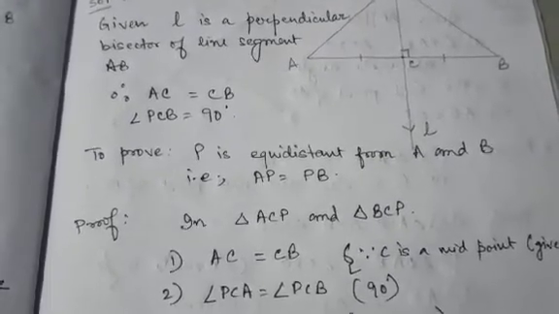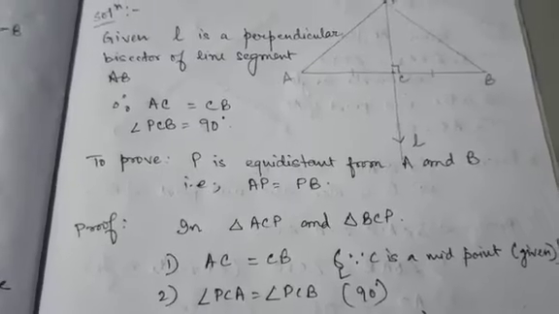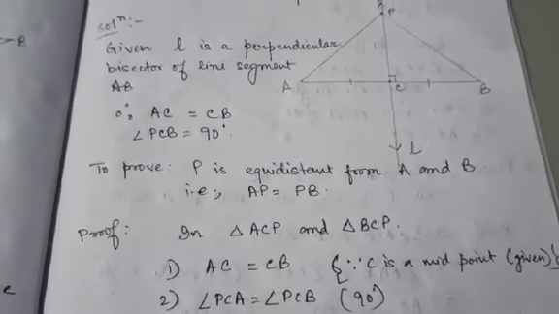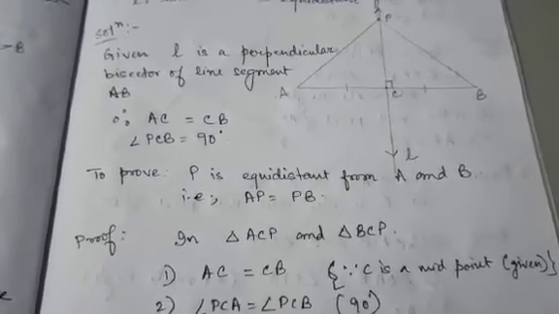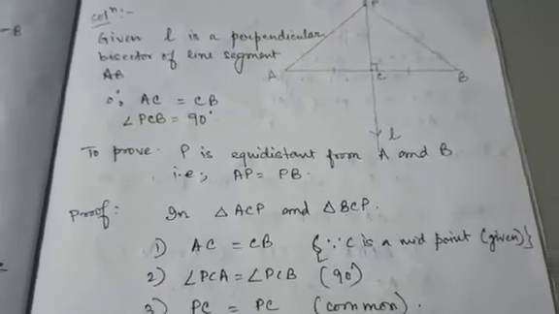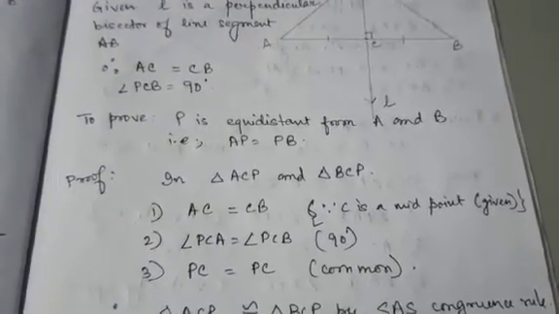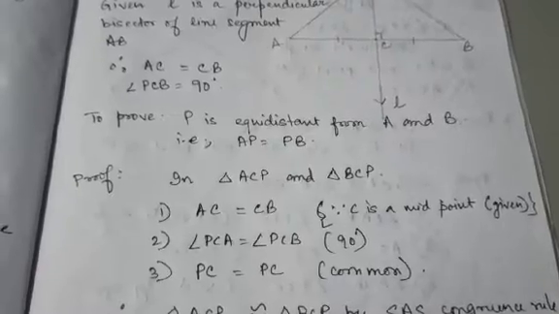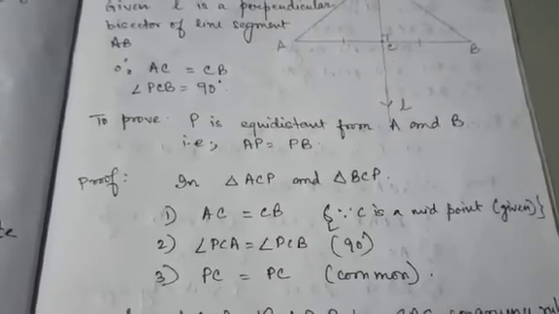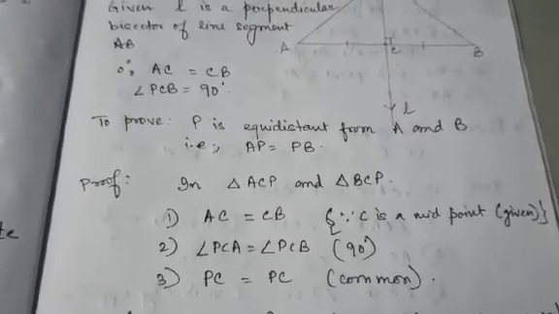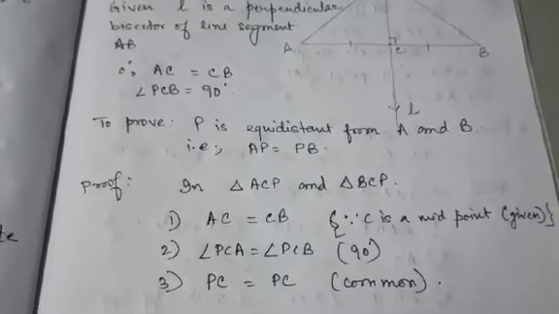So we will write the proof and we will consider the two triangles. The triangles are ACP and BCP. In triangles ACP and BCP, we will write whatever equal things we are getting, and then accordingly we will prove it by the relevant congruency.